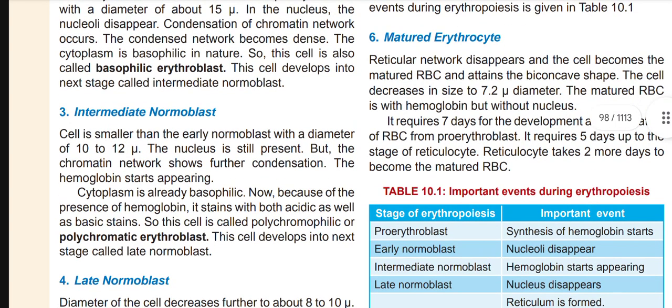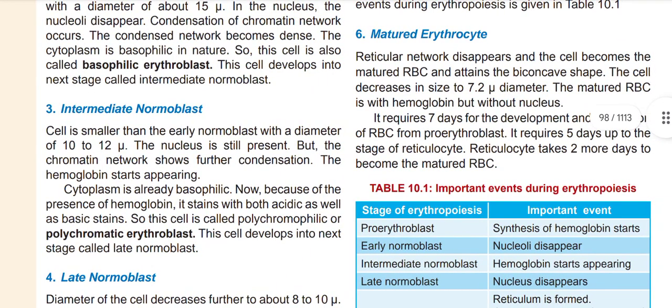Next stage, intermediate normoblast. The cell is smaller than the early normoblast with a diameter of about 10 to 12 micron. The nucleus is still present, but the chromatin network shows further condensation. Hemoglobin starts appearing. Cytoplasm is still basophilic. Now, because of the presence of hemoglobin, it stains with both acidic as well as basic stains. So this cell is called polychromophilic or polychromatic erythroblast. The cell develops into the next stage called late normoblast.